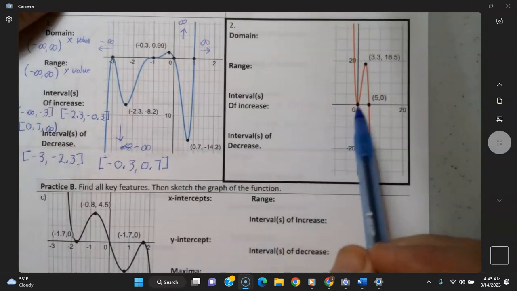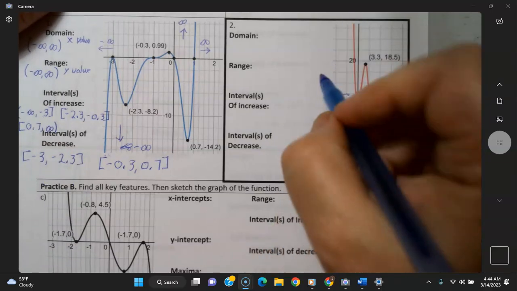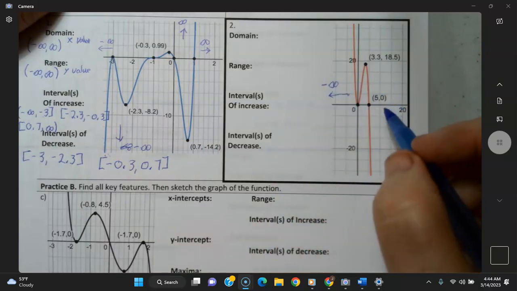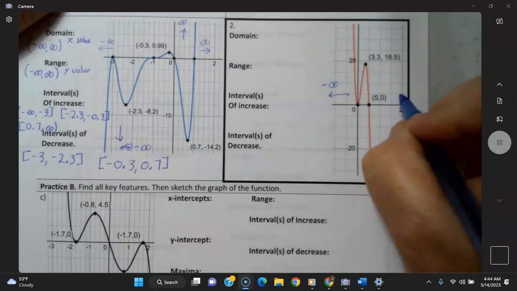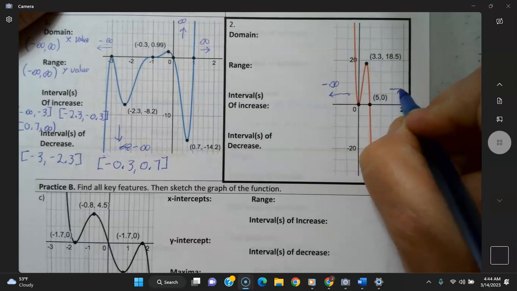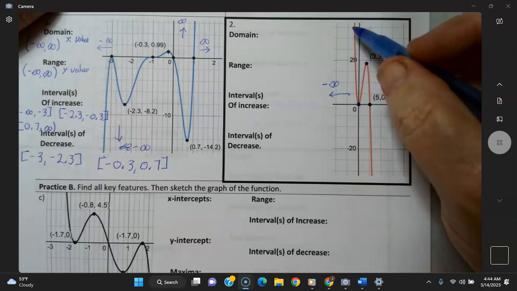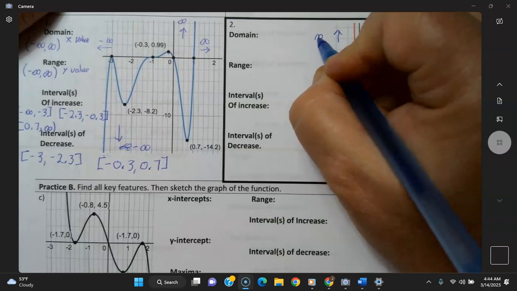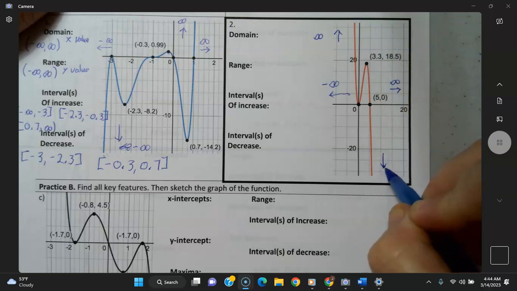Domain. So this goes to the left to -infinity because this line's going to go up forever. And going to the right, it's going to go to +infinity because this line goes down forever. Okay, and then going up, it's going to go to +infinity. And going down, it's going to go to -infinity.